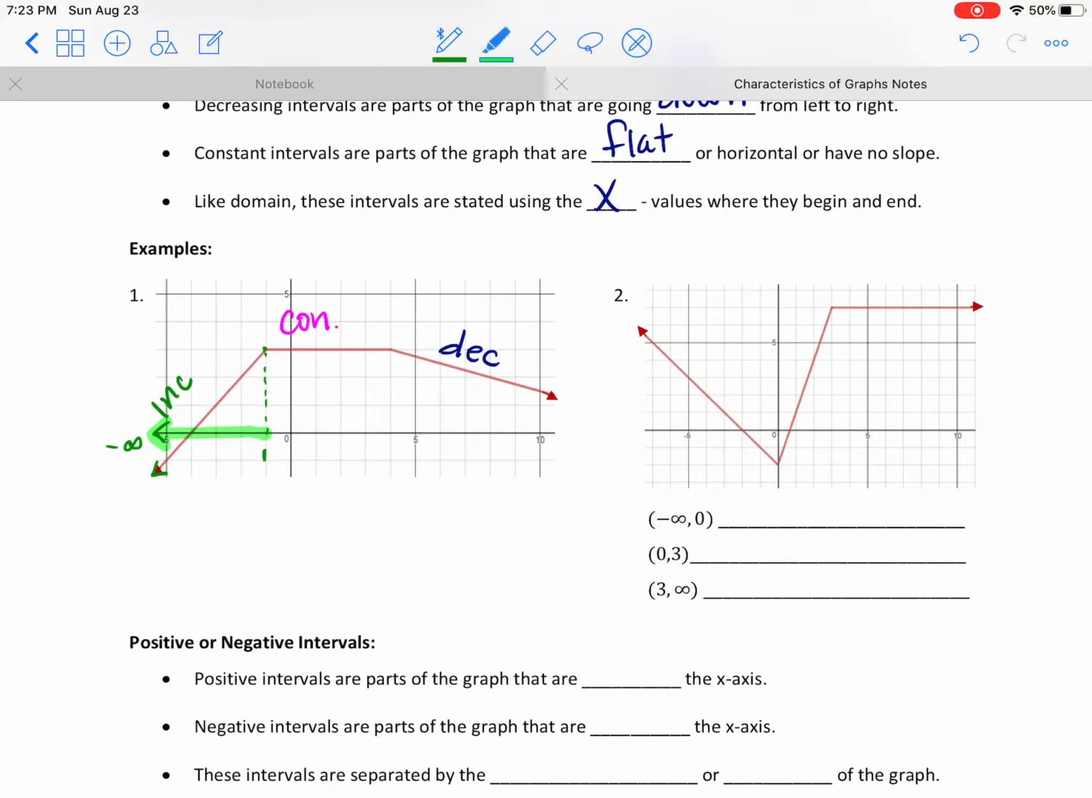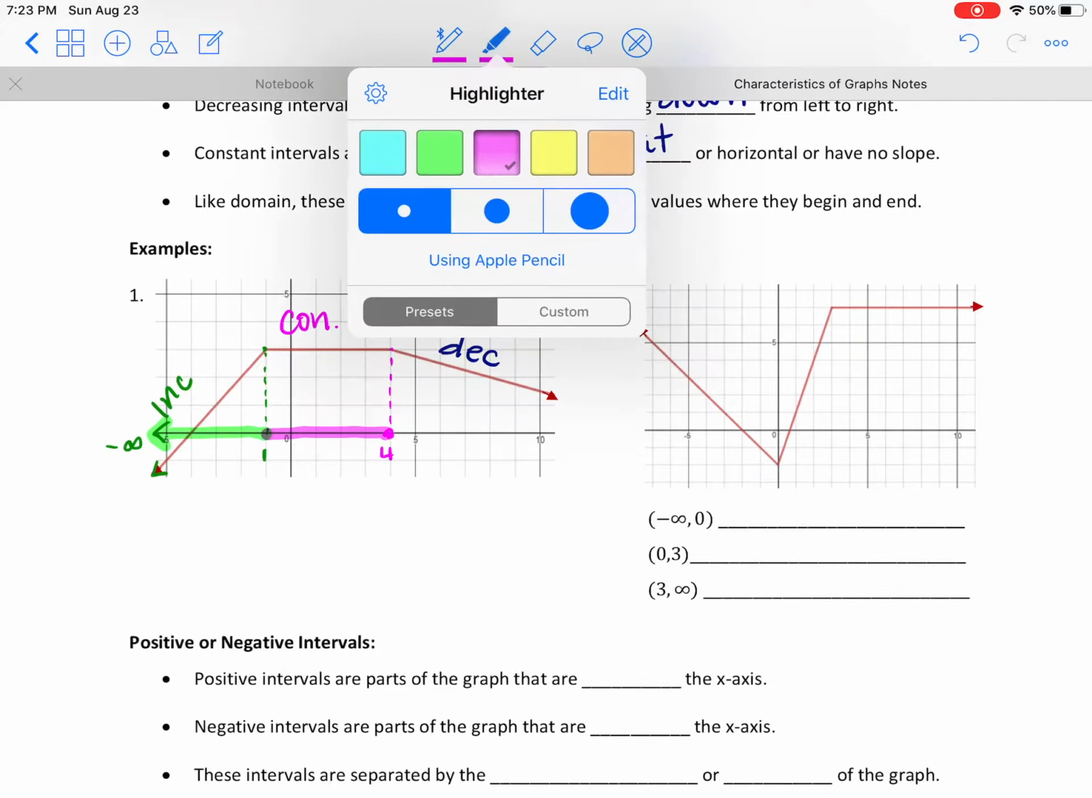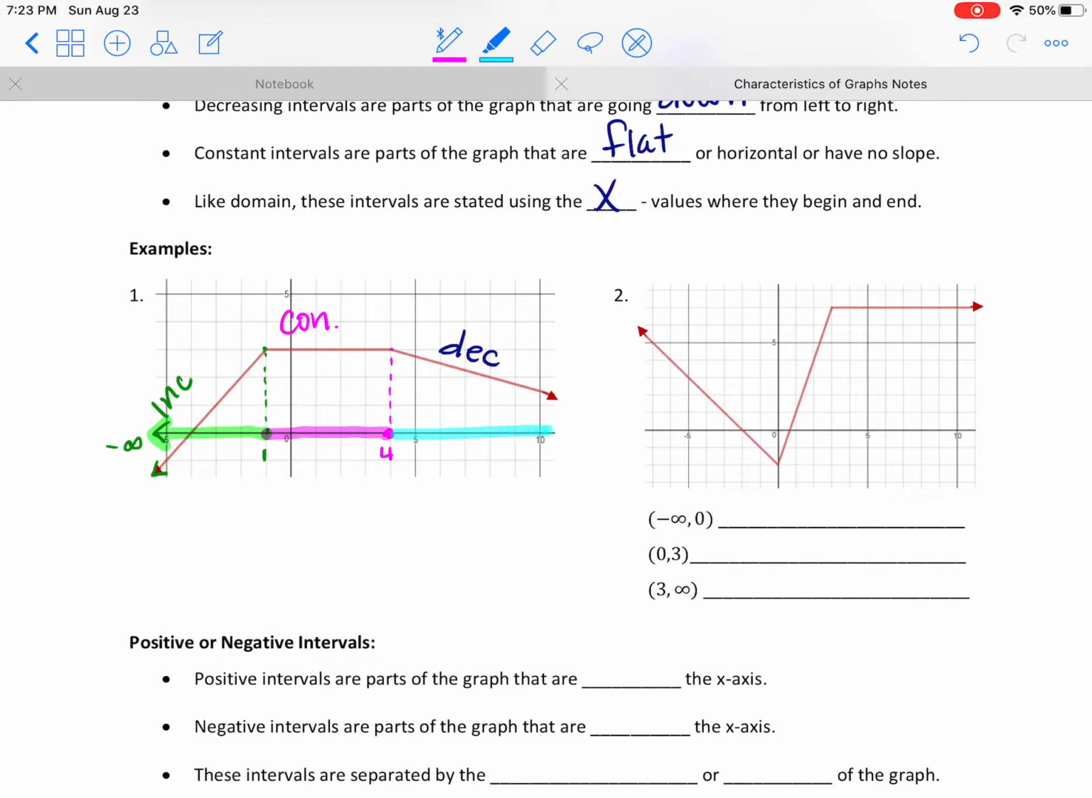And then constant corresponds with this section of the graph. It starts here where the other piece left off and then ends here. So we're going to say it's constant over this interval, from 1 to 4. And then the last piece of the graph is decreasing. The last piece of the graph corresponds with the interval that starts at 4 and is going to go forever toward positive infinity. Okay, hopefully that's clear enough to see.